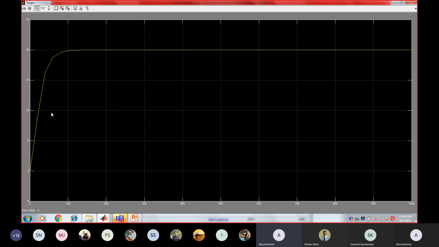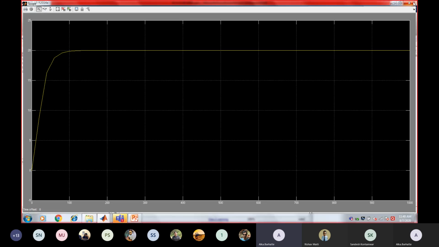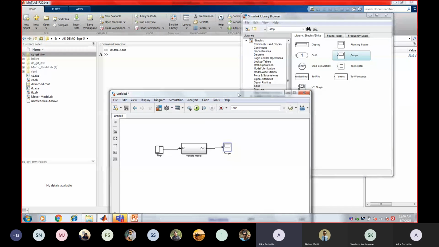Initially, this is the response time we are getting. Some time it is taking to obtain that required speed. That time duration is approximately 100 seconds to reach the expected set value. So this is what is expected and that we have obtained. But this system is representing your open loop system.